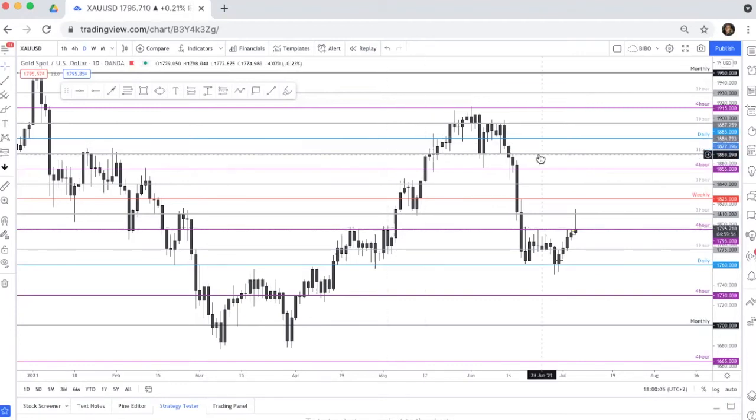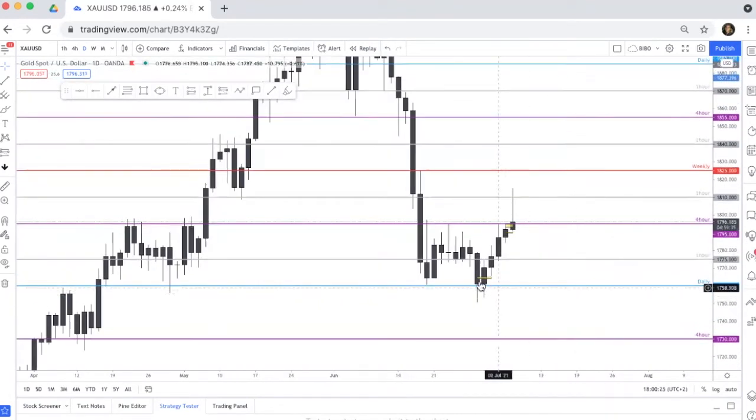So last week we had a great week where price went exactly as I thought. We pushed into the 1760 level, and then you see that big bearish wick not closing below the daily level right there, the blue line. Let me just zoom this in for you.